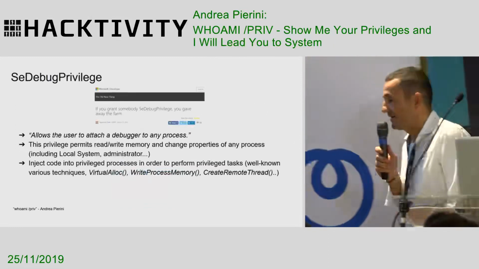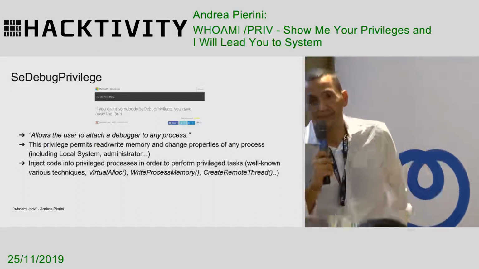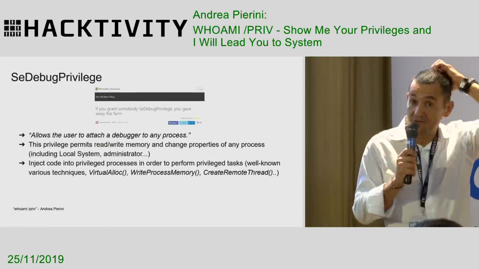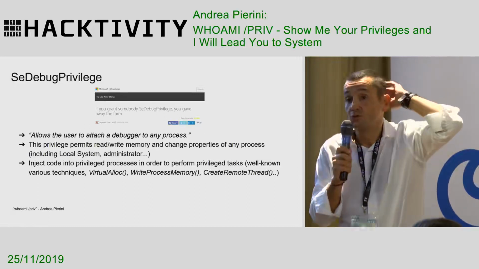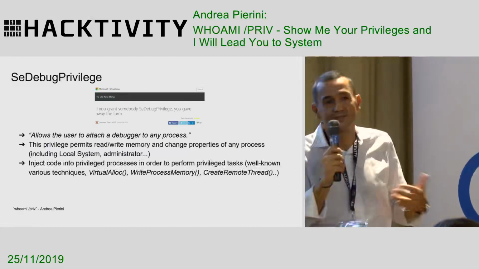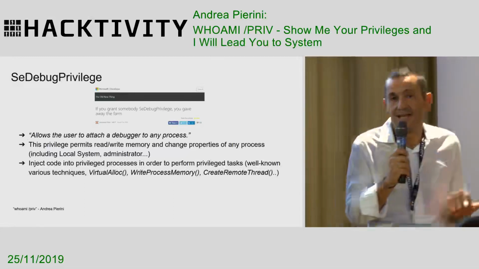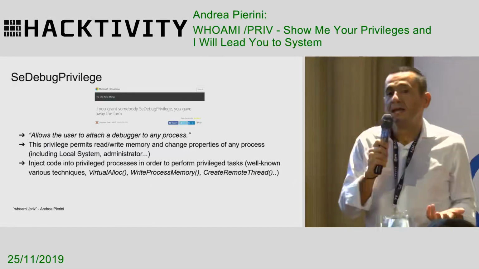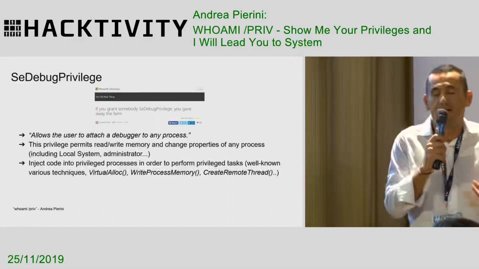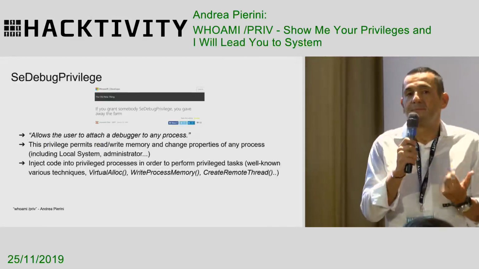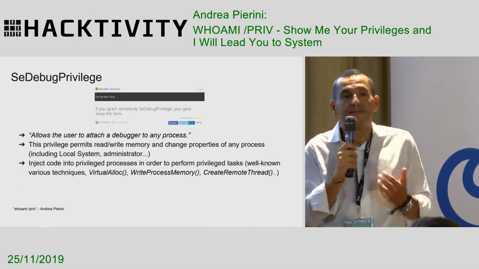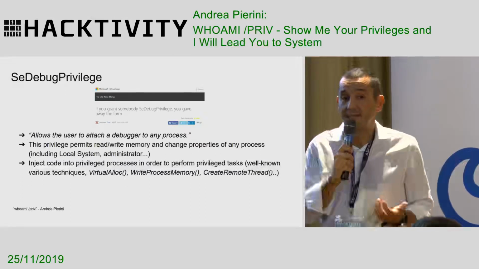Okay, let's start with the privileges. The first one, and probably the most common and most well-known, is the debug privilege. The debug privilege simply grants you the ability to attach your debugger to any process. When I say any process, I also mean administrator or system processes. Obviously, this is the simplest way to make privilege escalation. The debug privilege normally should be granted to developers, okay? But sometimes this is not always the case.